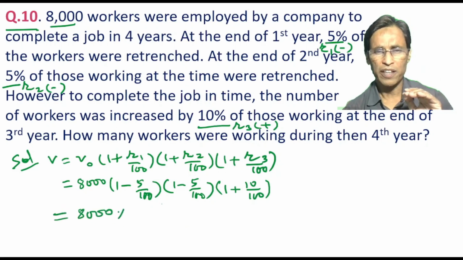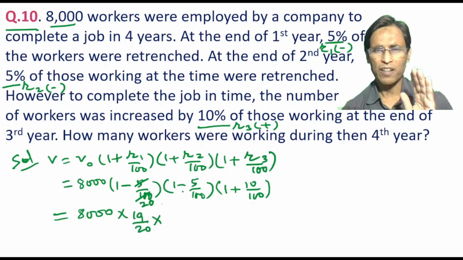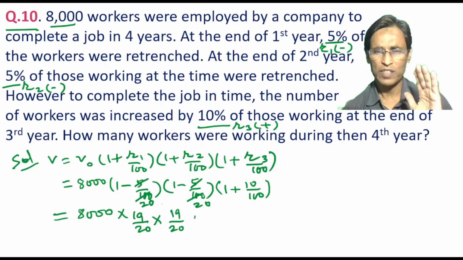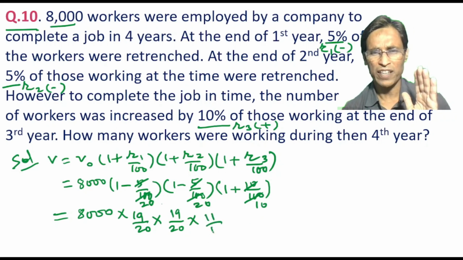8,000 into, here 5 can divide 100 in 20 times. So we get 1 minus 1 by 20, that is 19 by 20, and we have here 19 by 20 into, 5 once again can divide 100 in 20 times. So 1 minus 1 by 20 once again comes 19 by 20, and so it is 19 by 20 into, here 10 can divide 100 in 10 times. So 1 plus 1 by 10 comes 11 by 10, and so we have here 11 by 10.